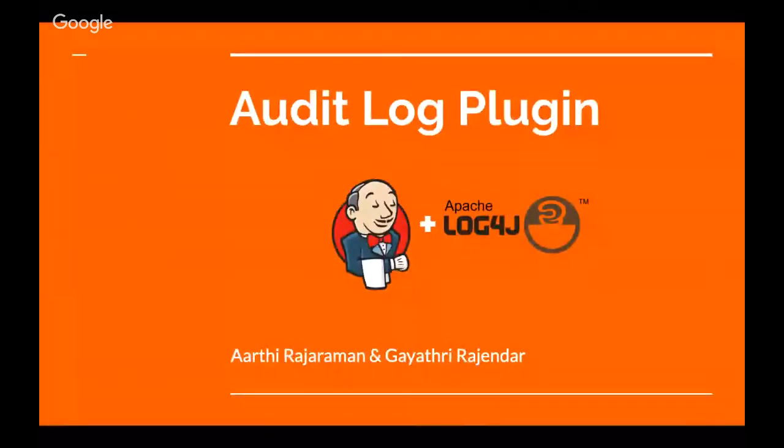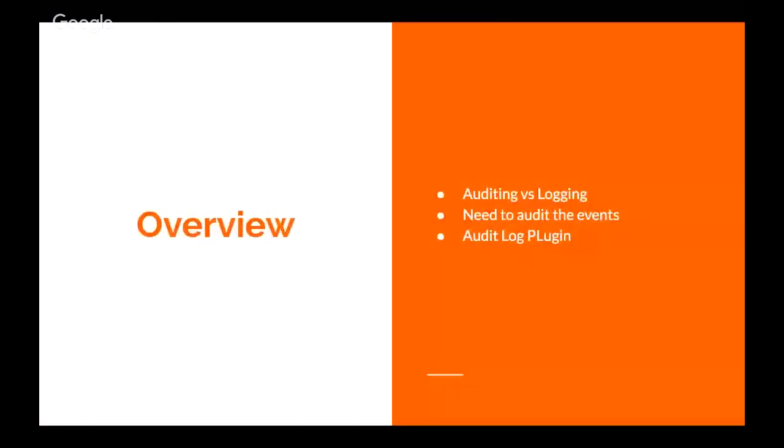Before the demo, as this is our first call, I would like to set the context for the call. Here are a few pointers: auditing versus logging, the need to audit events, and the audit log plugin. I'll start with auditing versus logging. In a typical application, developers add logging statements to help diagnose problems or to document unexpected occurrences. These are normally referred to as diagnostic logs. Generally, diagnostic logs aren't helpful to determine what particular changes were made, by whom, and when.